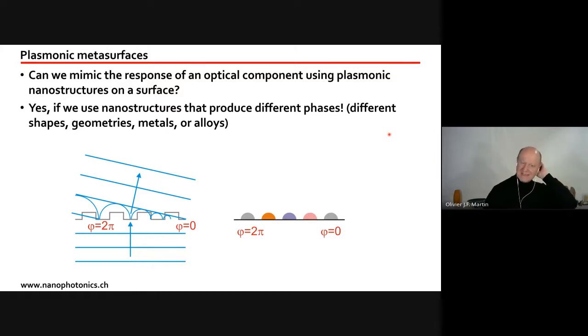So the idea is, can we now mimic the response of an optical component using different plasmonic nanostructures on the surface? And this is what has given rise to the term metasurface. So on the surface, we have a collection of different nanostructures, and each nanostructure is going to produce a specific phase. The special thing here is that we would like to do that not with different shapes, but just with different stoichiometry for the composition. So we'll have different alloys on the surface, and we can hopefully mimic this type of response.